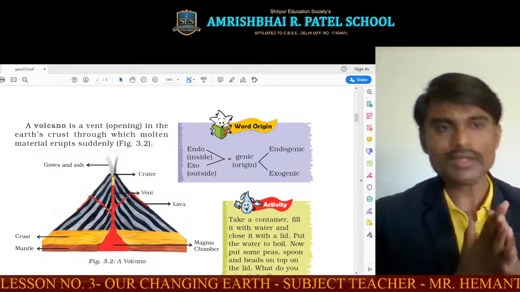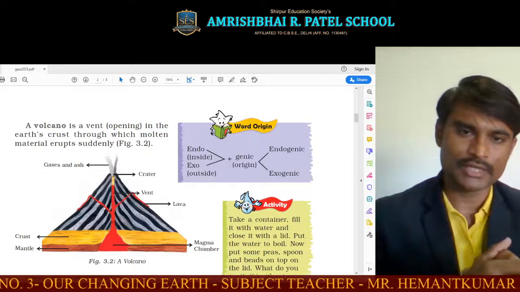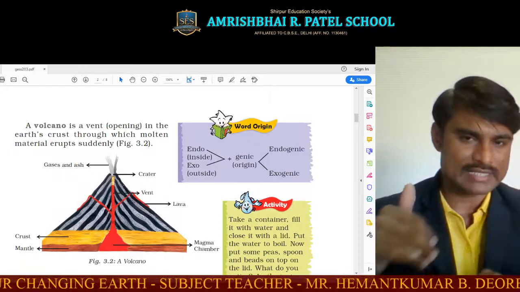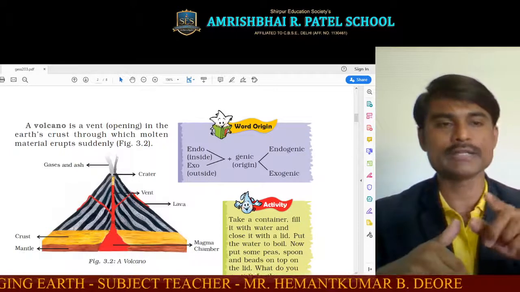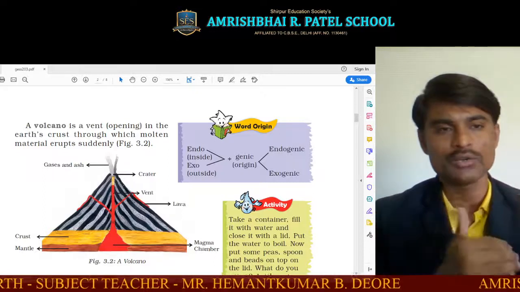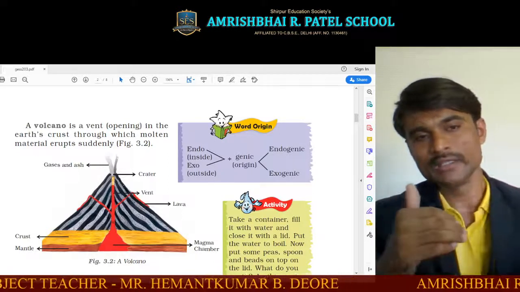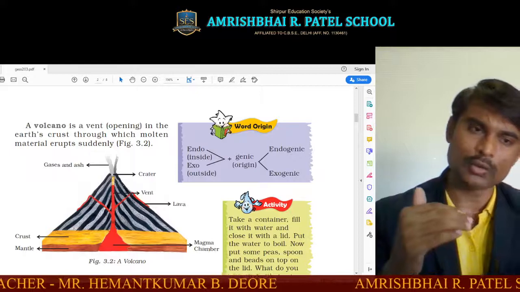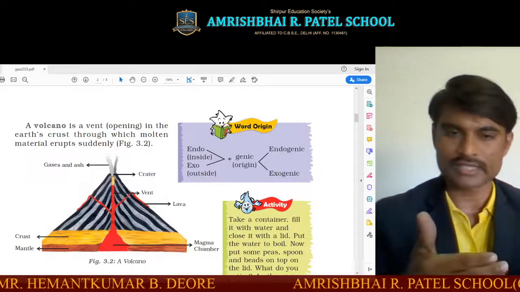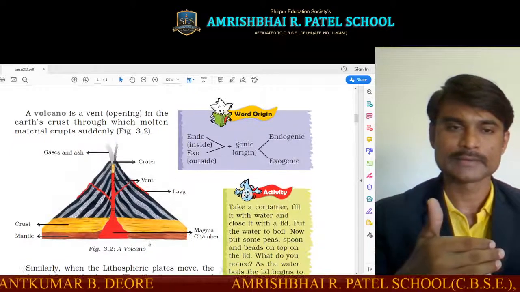Next, let us see the origin of the words endogenic and exogenic. Endo means inside, exo means outside, and genic means origin. So endogenic and exogenic describe where these forces originate, inside or outside. That's what we have to understand.